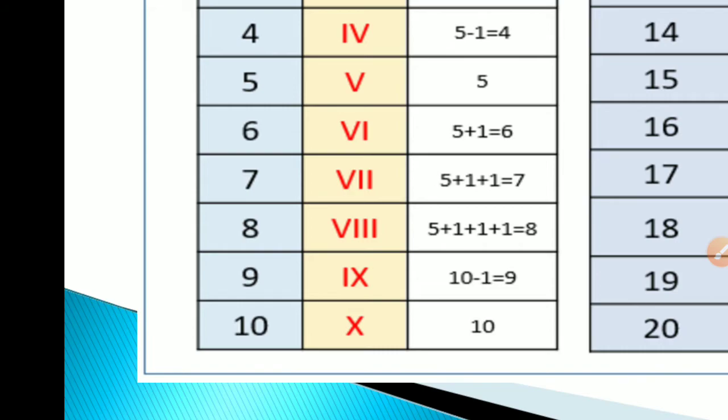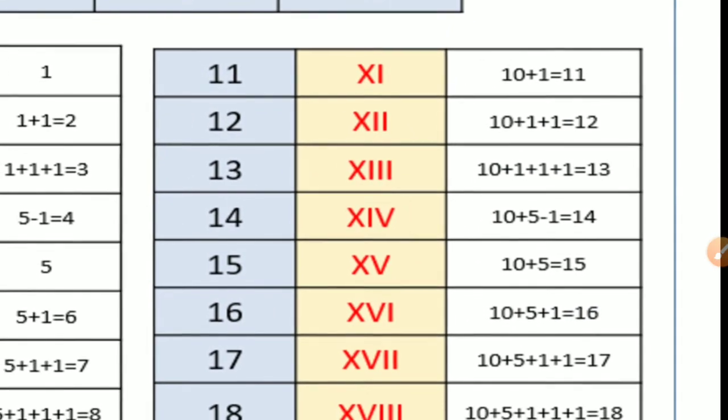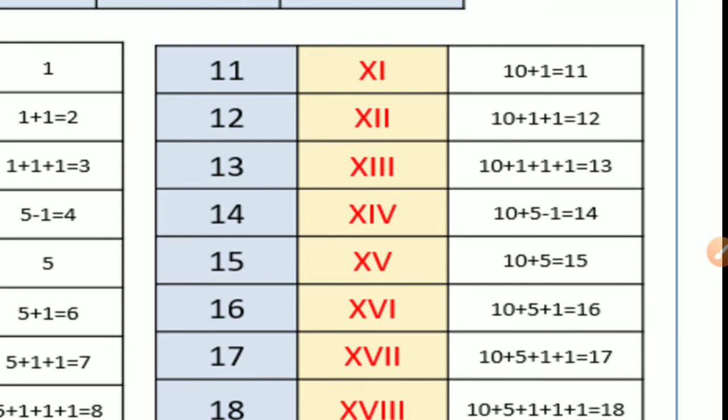For 9, IX. The I is written on the left hand side, so the value will be subtracted. 10 minus 1 is equals to 9. For 10, X. 11, XI. 10 plus 1. I is written on the right hand side. The value will be added. 12, XII. 10 plus 1 plus 1 is equals to 12. 13, XIII. 10 plus 1 plus 1 plus 1 is equals to 13.